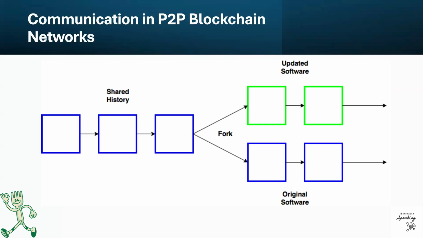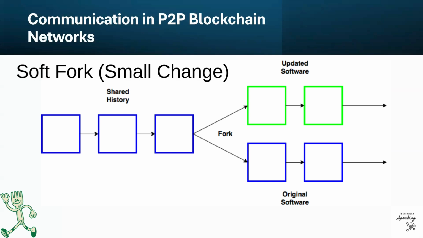There are two types of forks. Let's start off with soft fork, which is a small change. Think of this like updating an app on your phone. If you don't update, your apps will still work, but you might not have all the new features. In blockchain, the blockchain stays as one chain. Old and new nodes can still talk to each other. An example would be Bitcoin's SegWit, which is a feature to handle transactions more efficiently.